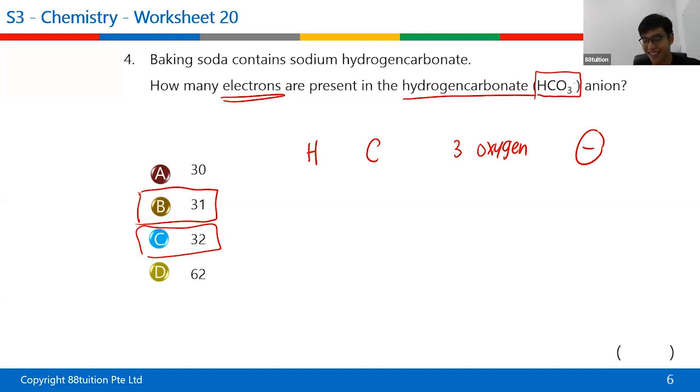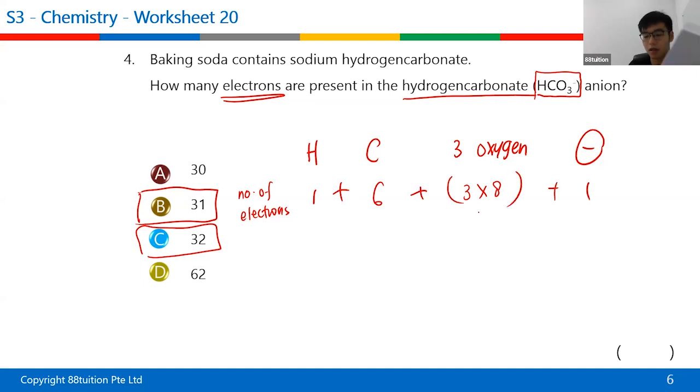Following the periodic table, hydrogen is element number one, which means one proton and also one electron for the atom. So one electron. Then carbon is number six, oxygen is number eight, so it's three times eight. And then there's one electron extra, so one plus one, everything together. Press the calculator, you will get 32. The true answer here will be C.